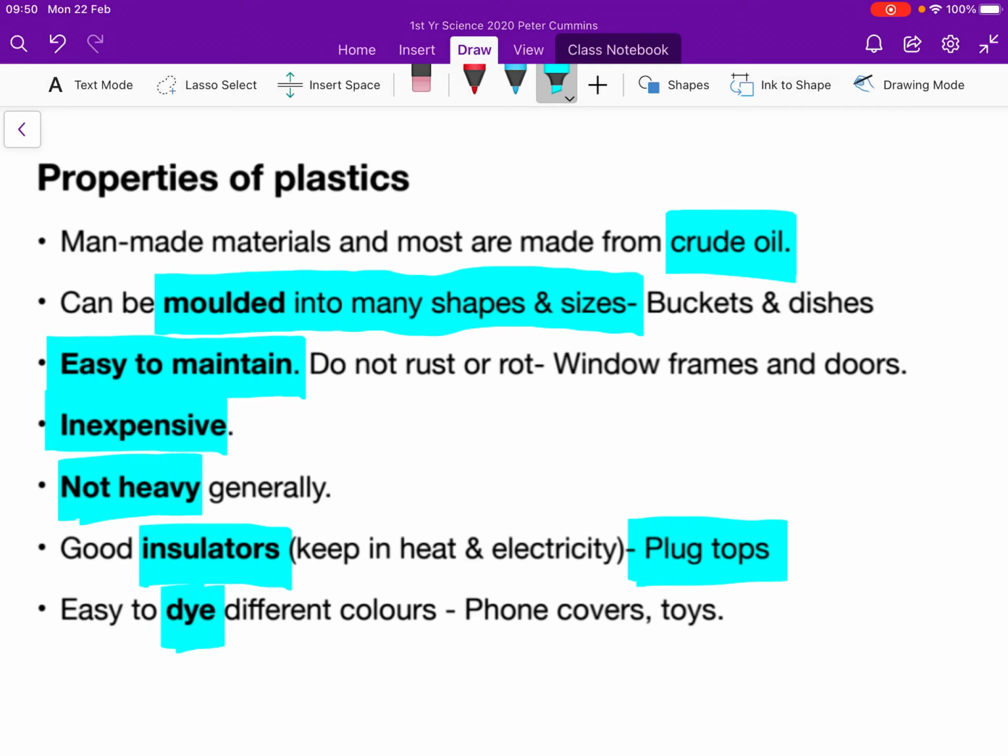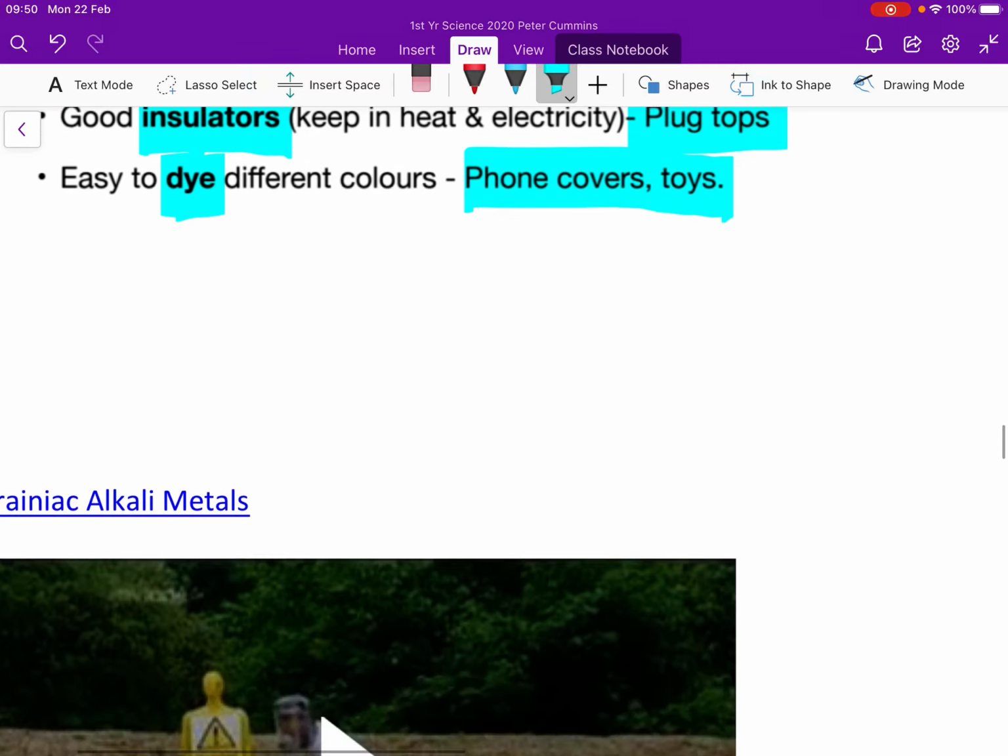And you can make it in different colours. You can make fancy phone covers, Superman phone covers. You can make all different colour plastics to entertain kids. So they're really handy. But I suppose the problem is disposing of them. If we don't recycle them properly, they get into the environment and cause all sorts of problems for lakes and rivers and seas and so on. But they are phenomenal. Just in case that's asked in the exam, I put it there for you.